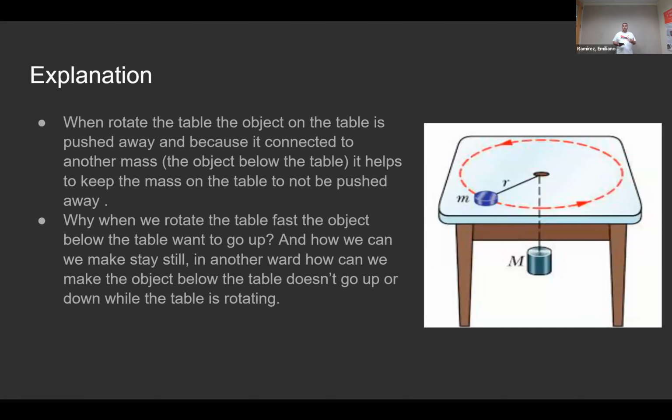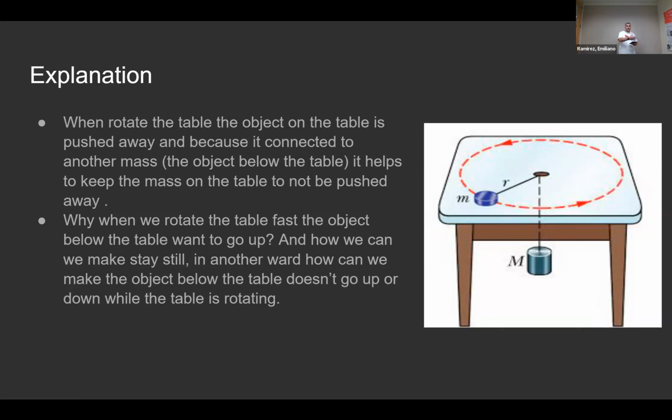Explanation. When we rotate the table, the object on the table is pushed away, and that's because it's connected to another mass. And at the same time, it's rotating. The mass it's connected to, we would like to call it M capital or M2, and it's below the table. The only thing connected between both of these is a rope that goes through the center of the table. When we rotate the table, the object on the top of the table wants to be pushed away.